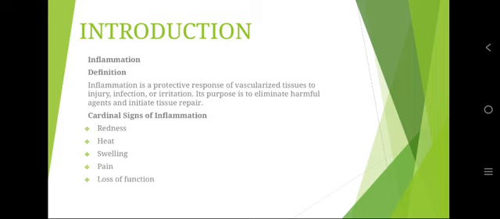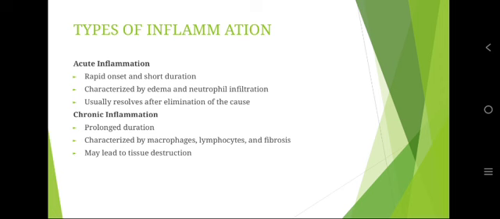Importance of inflammation. Inflammation protects the body from infections, removes harmful agents, promotes tissue healing, etc. Examples of inflammatory conditions are asthma, inflammatory bowel disease, etc. Then move on to the types of inflammation.